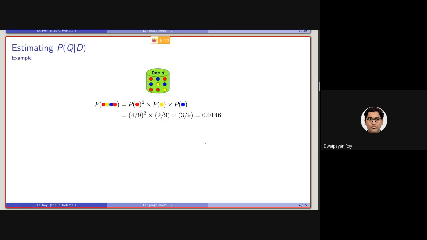Okay. So as an example, if this is a document containing 9 terms, which means the length of the document D is 9, and 3 unique terms.